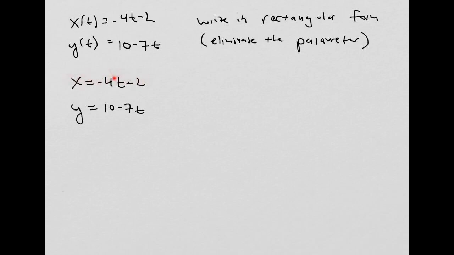So we'll pick the x equation, right? So let's solve this guy for t. So we'll add the 2 to both sides first, right? So we'll add that 2 to both sides, and then we'll divide both sides by negative 4. So we get t is equal to x plus 2 over negative 4.